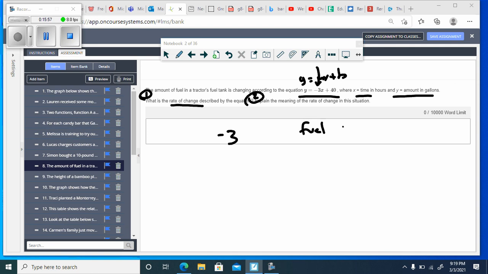Fuel goes down 3 what? 3 gallons per hour, right? That's what it means.